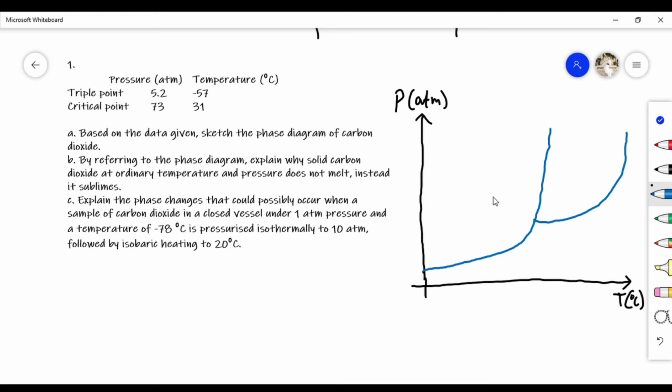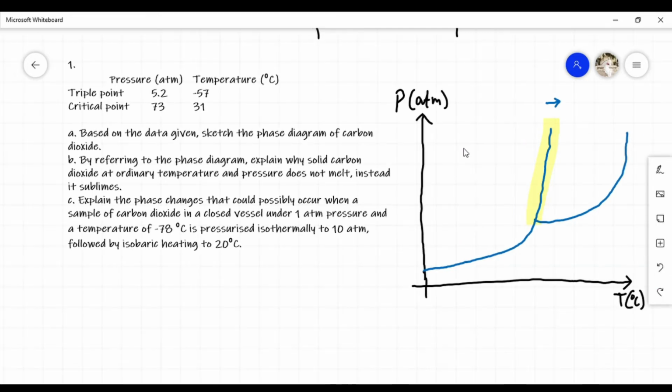Okay, carbon dioxide harus diingat dia punya condong yang kat sini, saya highlight sikit. Yang area sini dia mestilah ke sebelah kanan. Harus diingat, mestilah ke sebelah kanan. Alright, so from this phase diagram, ada dua point yang penting yang kita perlu tengok kat sini.